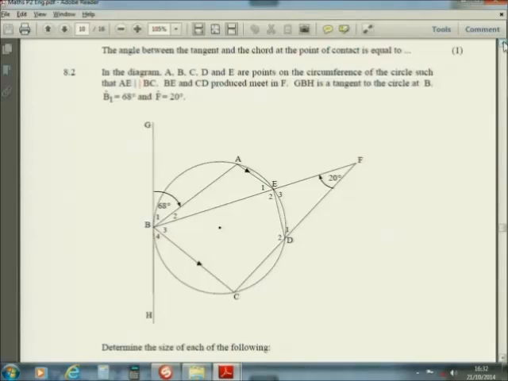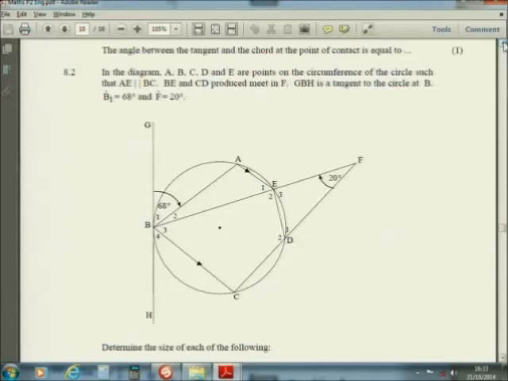We continue to read. BE and CD produced meet in F. Produced, BE produced. When they say produced, it means it's a straight line. Angle E2 plus angle E3 is 180 degrees. It's a straight line. CD also produced. It means angle D1 plus angle D2 is 180 degrees, because that line is a straight line. And it tells us that you can now have exterior angles. In this case, exterior angles to the cyclic quadrilateral.